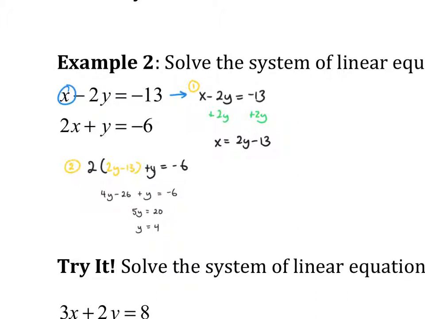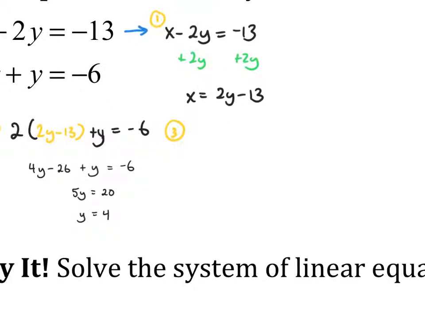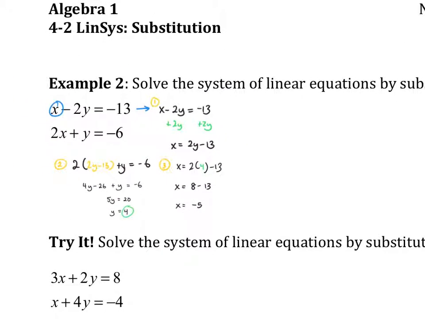Now step 3 says I need to take this expression and plug it back right there. So notice here, here's step 3. Just going to continue. So all I have to do is substitute x equals 2, but this time I'm going to plug in that 4 there, minus 13. So x is equal to 8 minus 13, and x equals negative 5. So what's the solution? We're claiming that the solution is negative 5, 4.